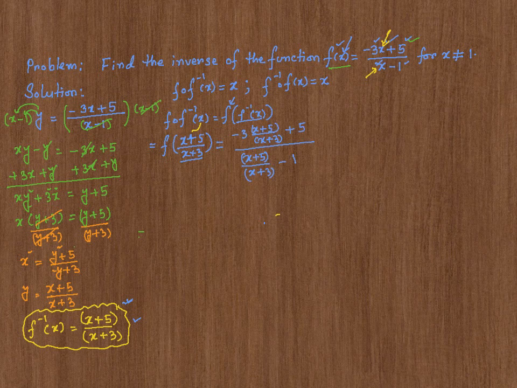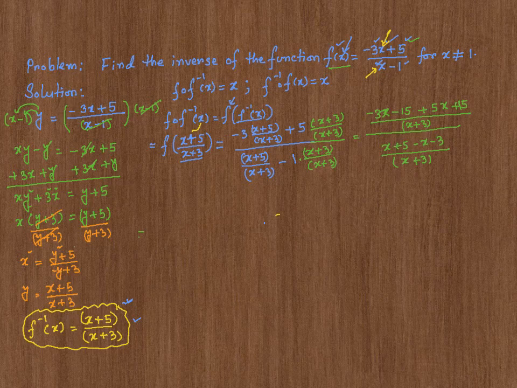Now I kind of need to simplify it. So what I'm going to do, I'm going to multiply this by x plus 3 and divide this by x plus 3. Why am I doing this? So that I get the same denominator, and do the same thing here: multiply this by x plus 3 and divide this by x plus 3.